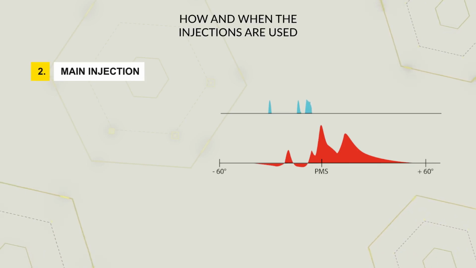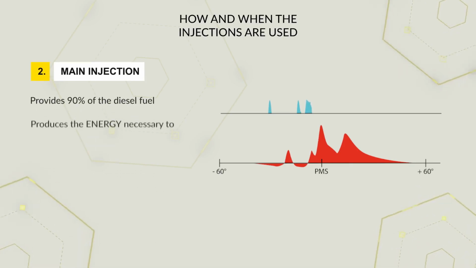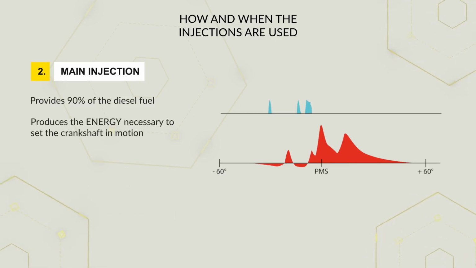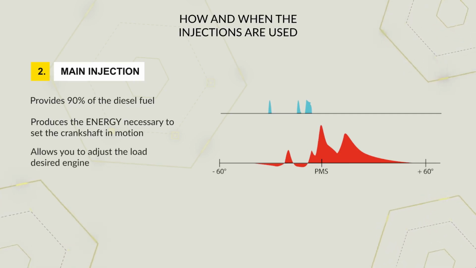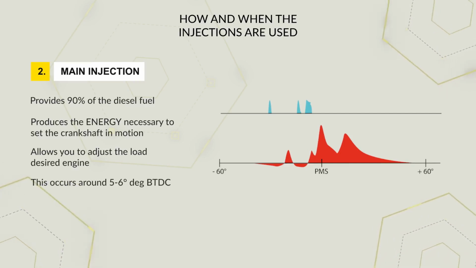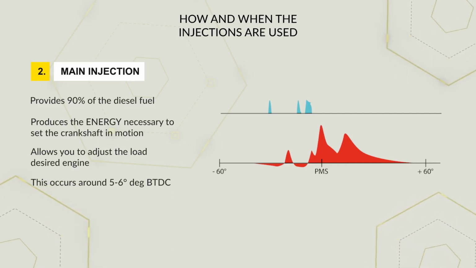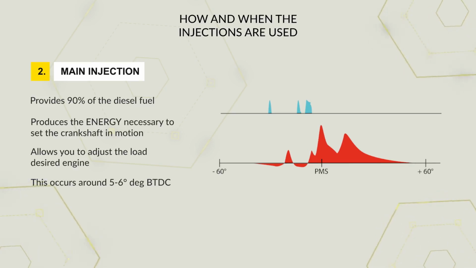Main injection provides 90% of the diesel fuel and produces the energy necessary to set the crankshaft in motion, as it is the only one to vary the amount of diesel injected and therefore the one that allows you to adjust the desired engine load. This occurs around 5 to 6 degrees before top dead center and is slightly variable according to the rotation speed and the map examined previously.